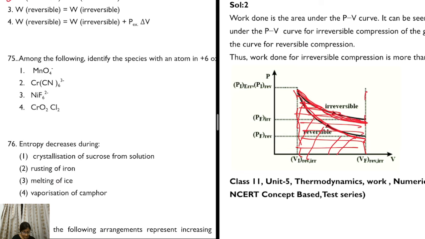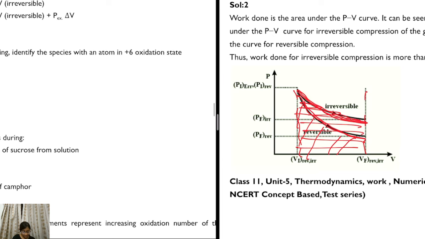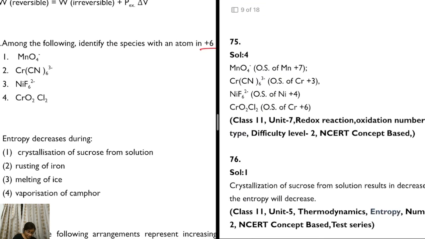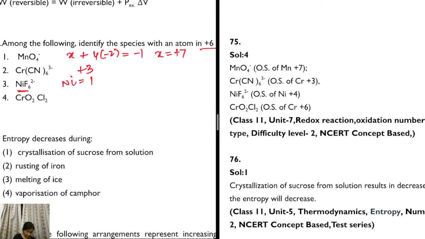Now in the next question, identify the species with an atom in +6 oxidation state. So let's calculate. In MnO4 negative, let's see, x plus 4 into minus 2 equals minus 1. Therefore, x would be +7. Okay, here it would be +3 for chromium. Here nickel would be in +4. Here, what would be the case? x minus 4 minus 2 equals 0. Therefore, x equals +6. So our answer would be CrO2Cl2.